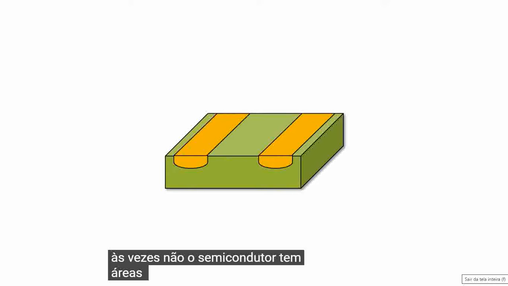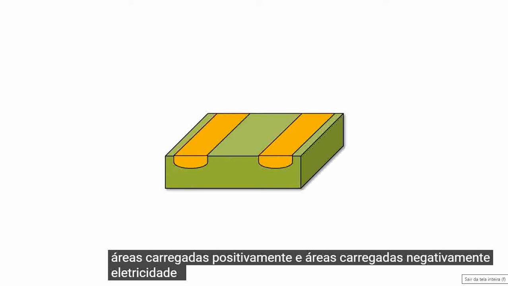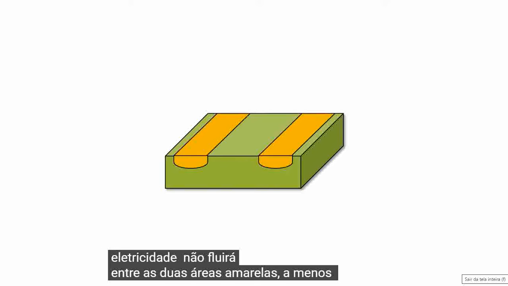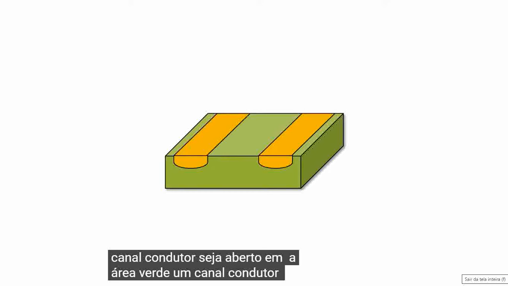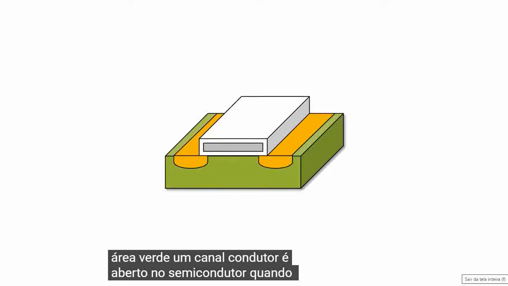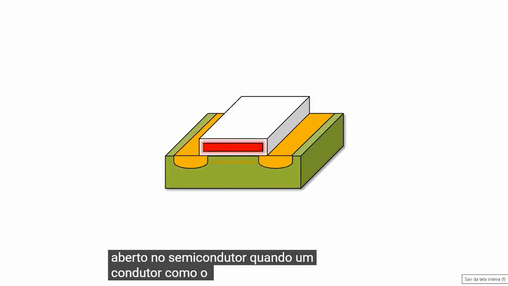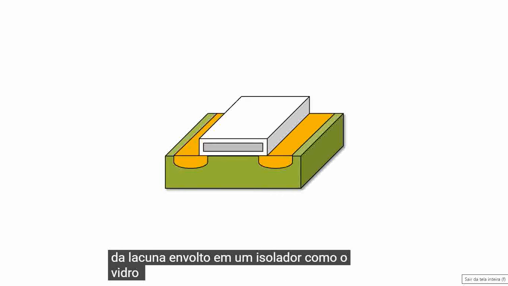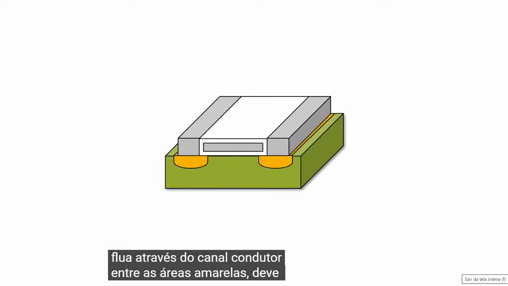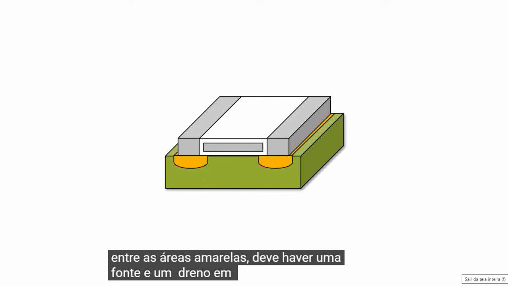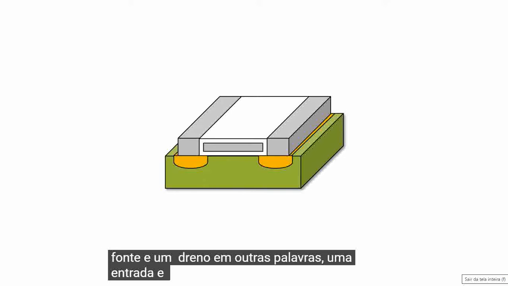Electricity will not flow between the two yellow areas unless a conducting channel is opened up in the green area. A conducting channel is opened up in the semiconductor when a conductor, such as metal, is placed above the gap, wrapped in an insulator like glass, and electrified. For electricity to flow through the conducting channel between the yellow areas, there must be a source and a drain. In other words, an input and an output. These are both made from conductors as well, like metal.